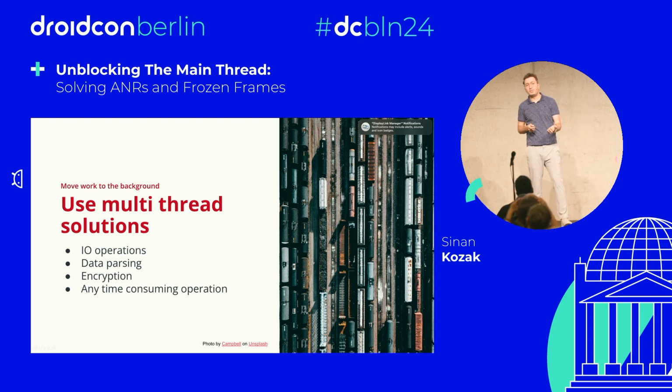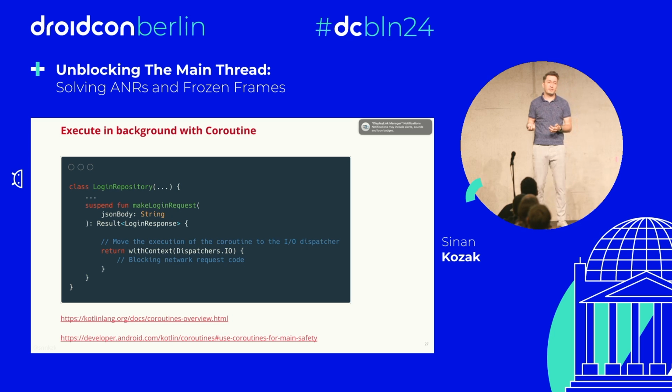And I already mentioned that I suggest using a multi-threading solution. We don't want to execute operations on the main thread. That's why we have RxJava. That's why we have AsyncTasks. That's why we have coroutines. What we need to do is figure out those long-running operations and move them off the main thread as much as possible.